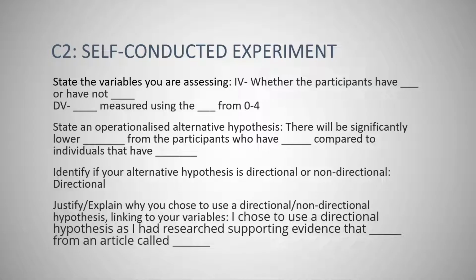So you would say the independent variable is whether the participants have or have not. And then you would say the dependent variable is something measured using the scale from whatever. I put 0 to 4 because that was my scale, the stress scale. Ours was on the relationship between pet ownership and stress.